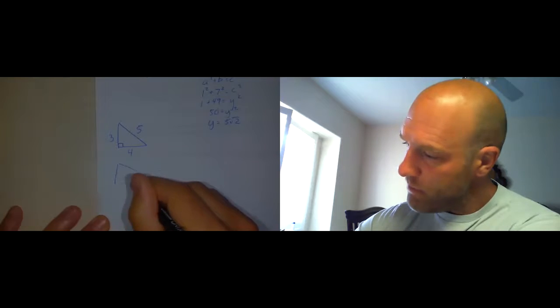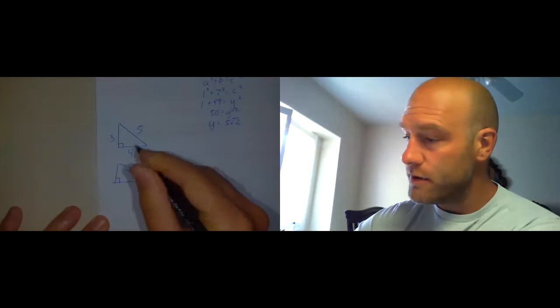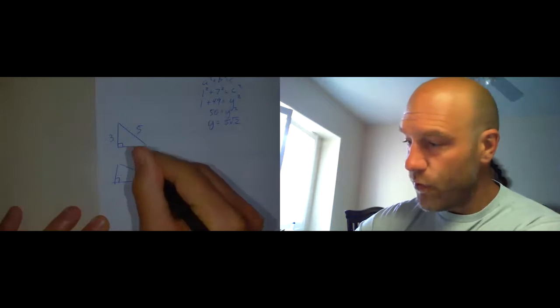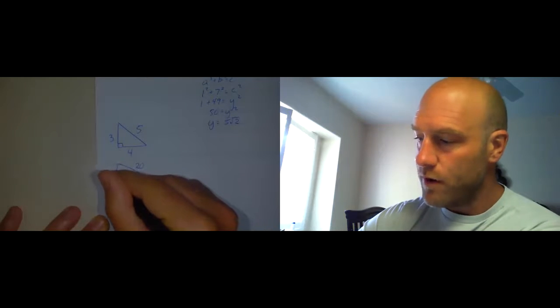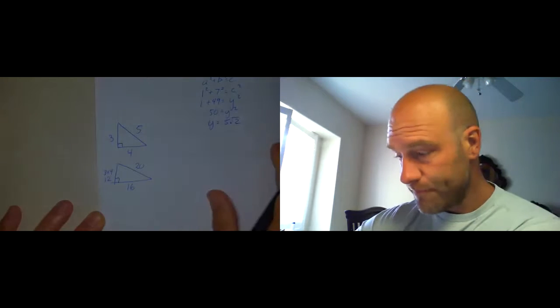For example, maybe I give you that this is 20 in the hypotenuse, which is 5 times 4. This is 16, which is 4 times 4. Well, my missing one must be 3 times 4. My missing one must be 12.